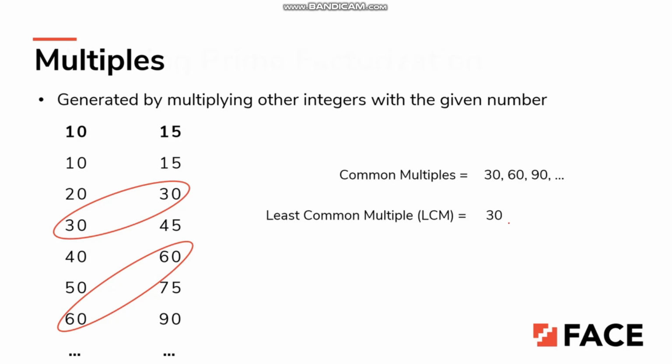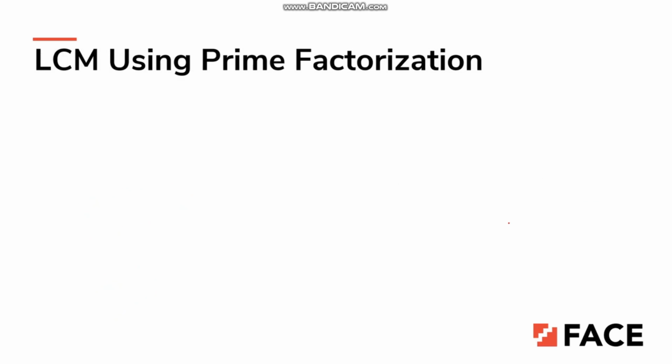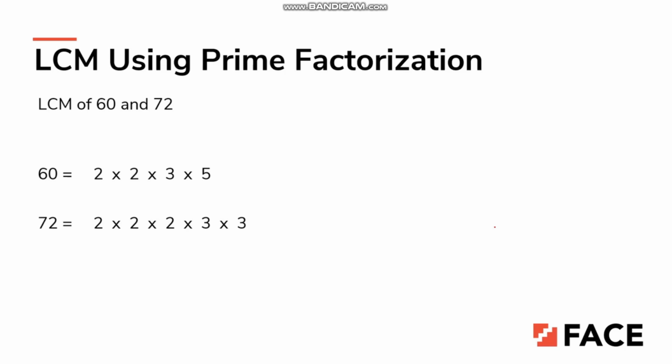So let's move on to LCM using prime factorization method. Take numbers 60 and 72. Firstly, prime factorize 60. So this can be written as 2 into 2 into 3 into 5. And 72 can be written as 2 into 2 into 2 into 3 into 3, right? When you look here, 2 is a common number in both of these, and another 2 is common, and there is a 3 common. So we cannot find any other common number.